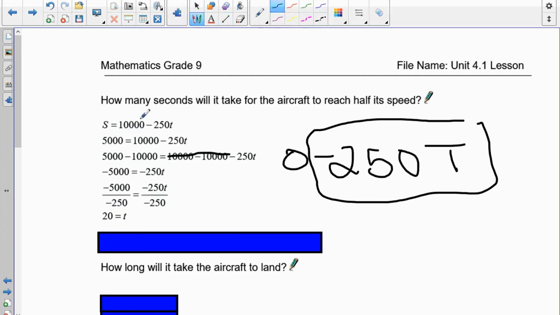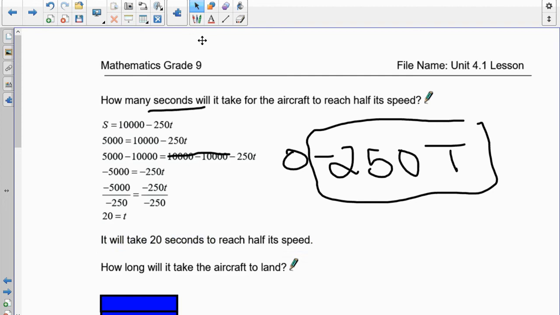Now, I know that I wrote down here how many seconds, but I think I'm just going to stick with 20 minutes in this example. I'm not going to have us do the calculations because this was a typo here. This was supposed to be minutes, and this was supposed to be minutes here too. So it's going to take 20 minutes for it to reach half its speed.